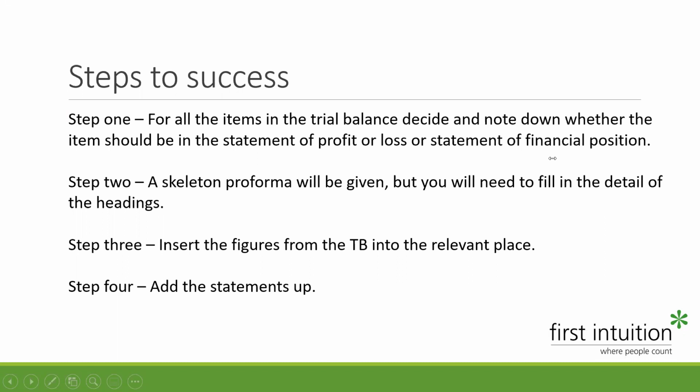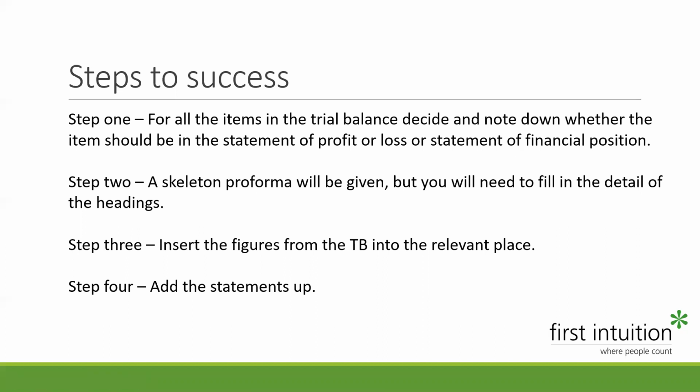Step two, a skeleton pro forma will be given. You will need to fill in the detail of the heading. So again, you won't be asked to draw this table out from scratch. You'll have a skeleton in place. You will fill it in as appropriate, very similar to the non-current asset register in that respect. And then we're going to insert the figures from the trial balance into their relevant places and then add the statements up. That is it. That is the sections and the breakdown of how we fill one of these in. When we look at it in that way, it sounds quite simple.